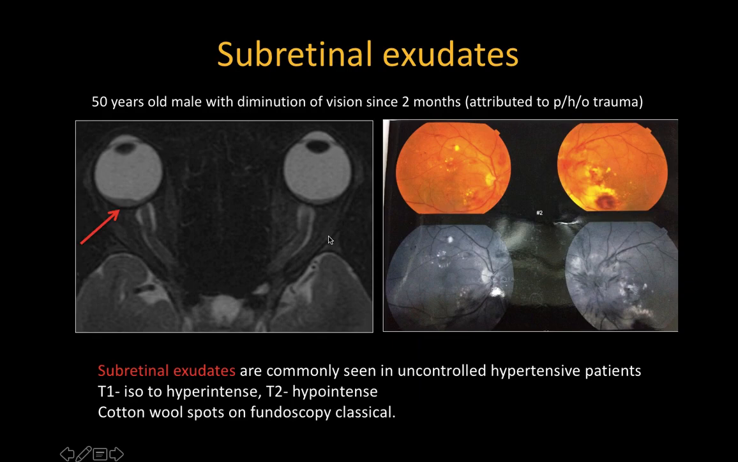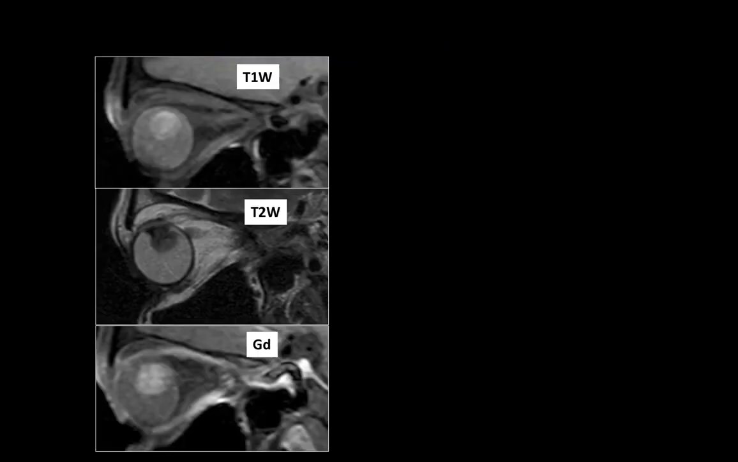So these subretinal exudates are commonly seen in uncontrolled hypertensive patients, and usually these are T1 hypo- to hyperintense and T2 hypointense. And typically on fundoscopy, you see cotton wool spots. So this is classic for hypertensive retinopathy. So these are subretinal exudates.